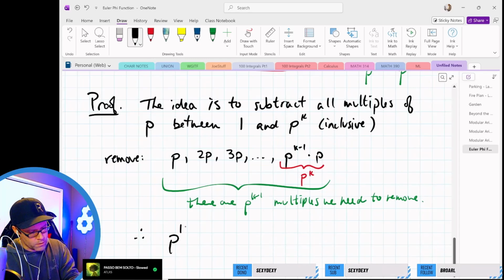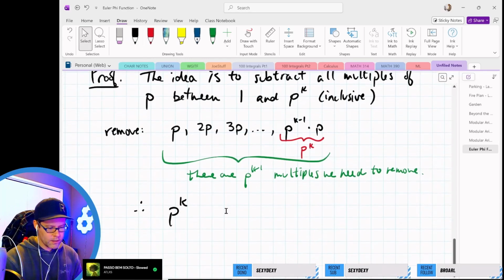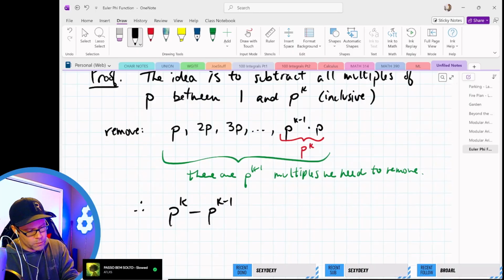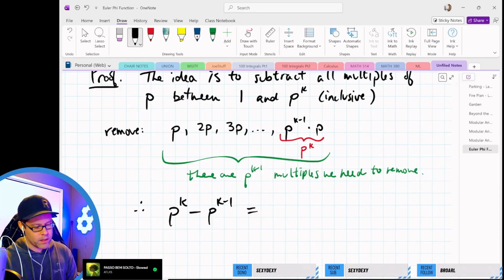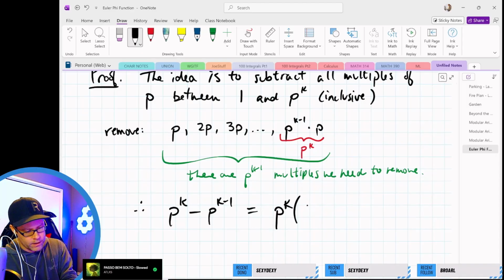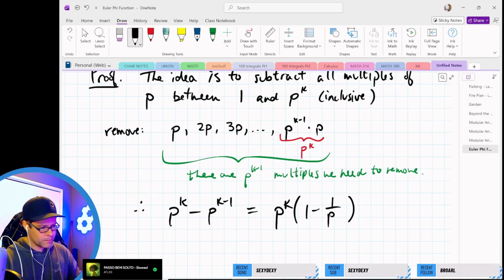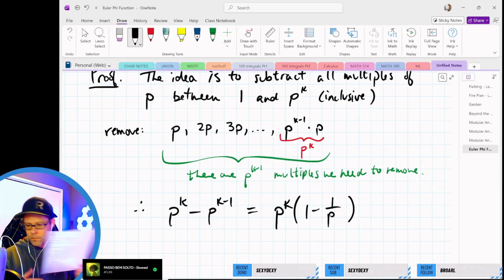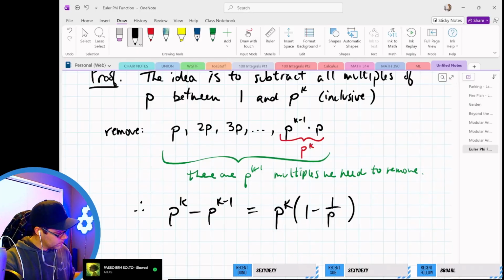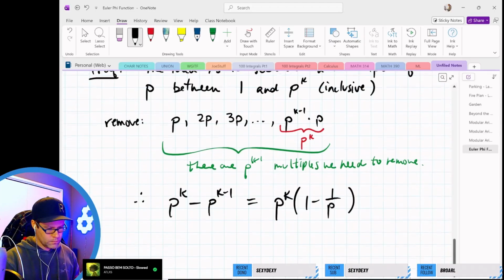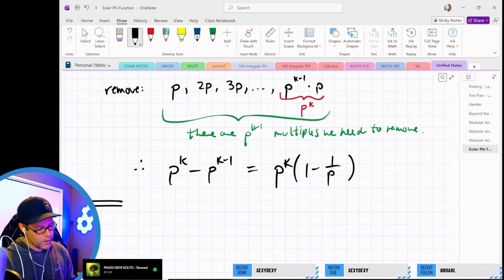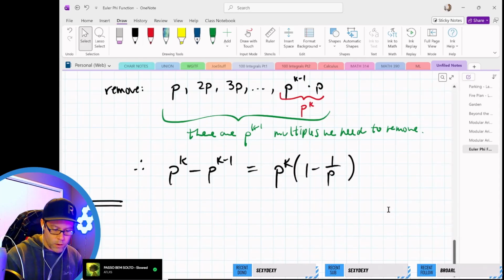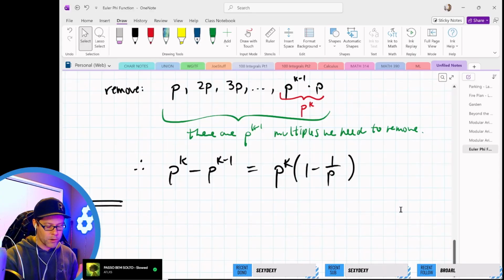Okay, so therefore we start with p to the k. That's our full list. We're going to subtract off the multiples that we don't want to consider, and that leads us to the formula that was given in the statement of the theorem. So we just factor out p to the k here, and we get 1 minus 1 over p. All right, so now we have some basic strategies for working with simplistic numbers. We eventually want to extend this strategy to be working with a bunch of other numbers too.